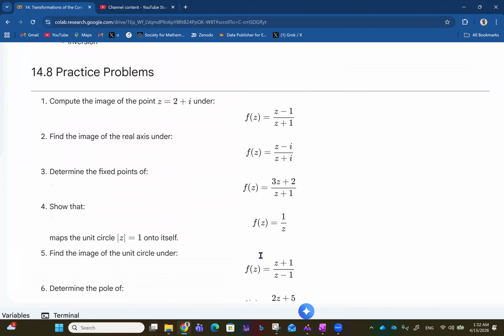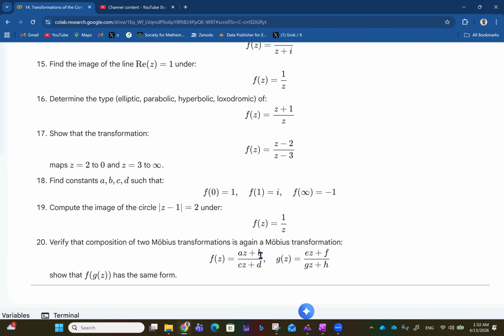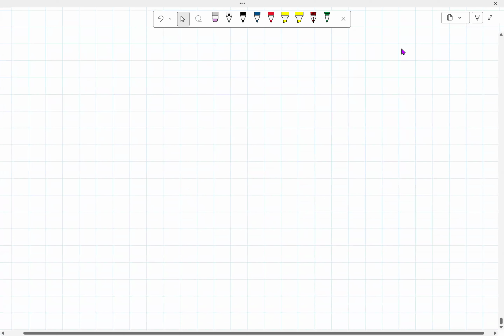First, question 1 says compute the image of the point z equals 2 plus i under f of z equals z minus 1 over z plus 1. And then question 20 says verify that the composition of two Möbius transformations is again a Möbius transformation. Show that f of g of z has the same form, basically. So we are going to show all of this. I'm going to answer questions 1 and 20, like I said. So let's start with the first question here.